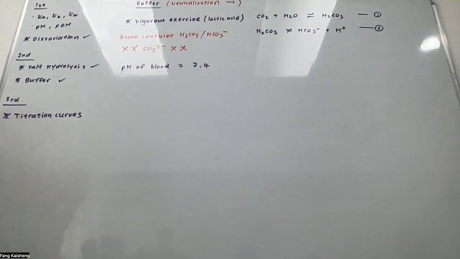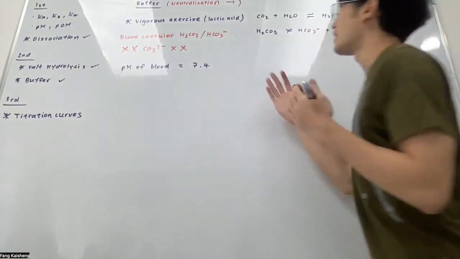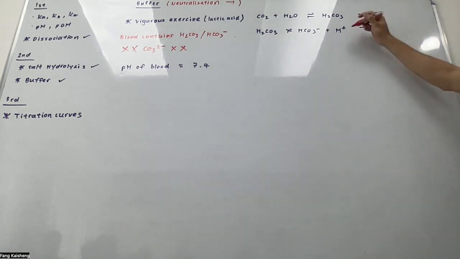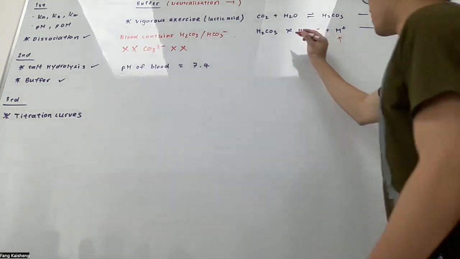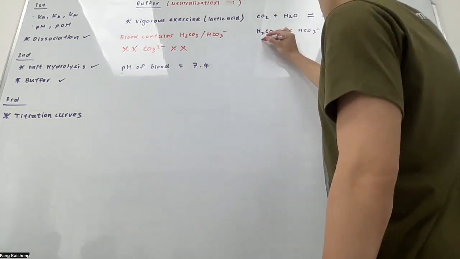So guys, let's begin our explanation. When you produce lactic acid during exercise, what happens? H plus increases. What will this cause? You shift towards the left. Okay, then that means you have more of it.